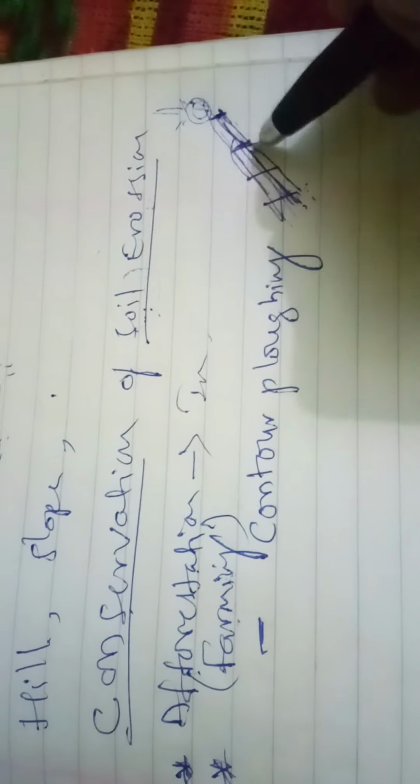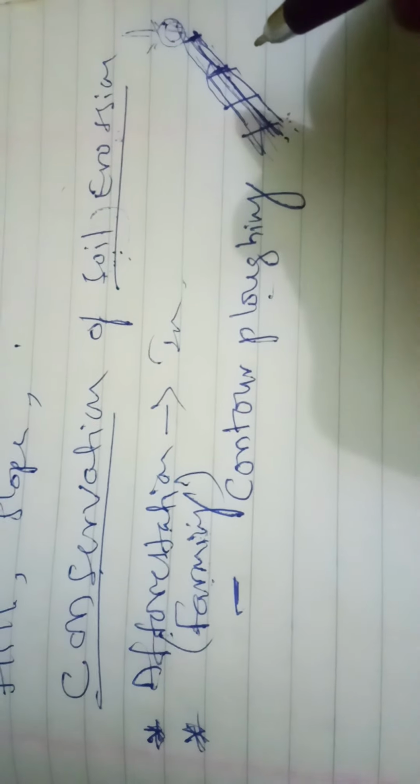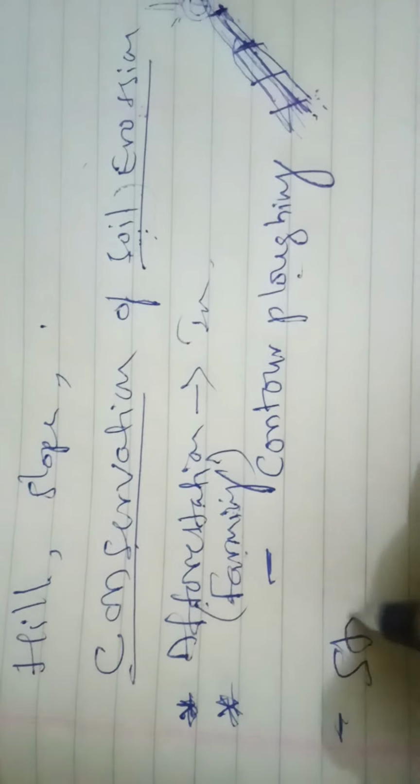So this is what counter ploughing is, that is the method of cultivating not in the direction of water flow, but in the perpendicular or opposite direction, or horizontally left to right, if the water is flowing from top to bottom. That is counter ploughing. Then second one, strip farming.